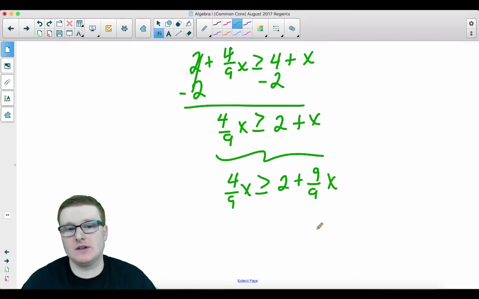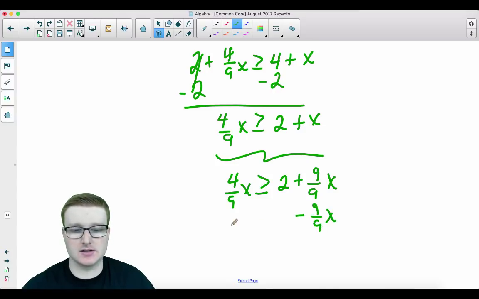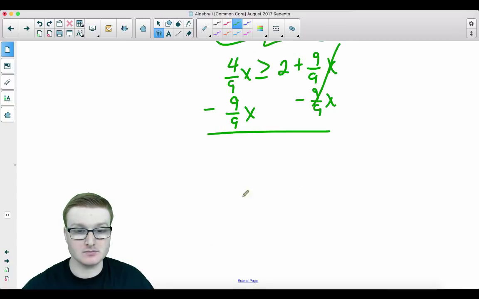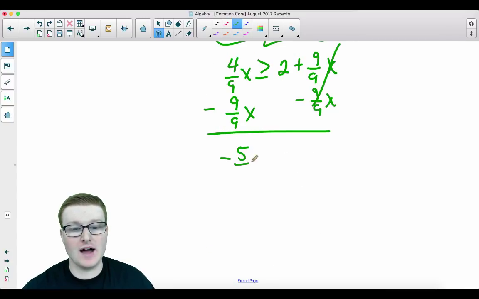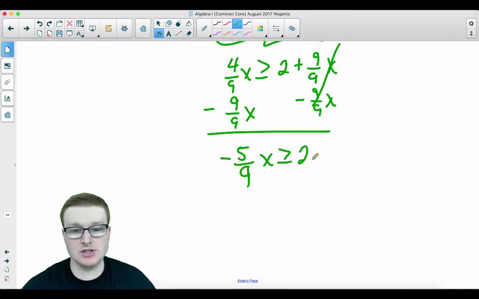If you don't like that, then that's perfectly fine. You can just subtract the 1. So we're going to subtract the 9/9 x. That cancels. We get negative 5/9. Now that's just easy. You leave the denominators the same and you just do 4 minus 9, negative 5. So negative 5/9 x is greater than or equal to 2.